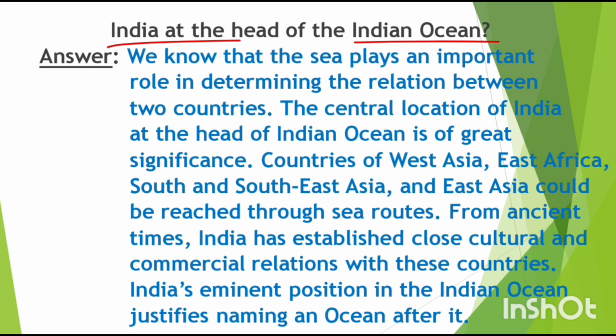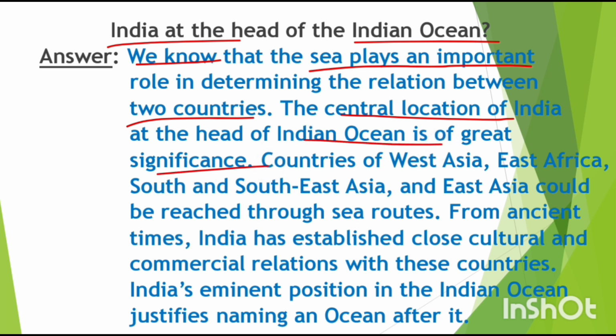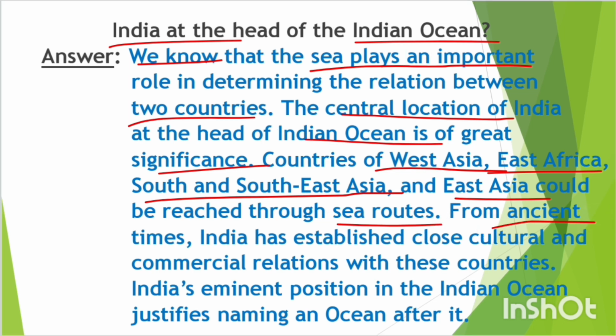Answer. We know that the sea plays an important role in determining the relationship between two countries. The central location of India at the head of the Indian Ocean is of great significance. Countries of West Asia, East Africa, South and Southeast Asia and East Asia could be reached through the sea route. From ancient times, India established close cultural and commercial relations with these countries. India's eminent position in the Indian Ocean justifies naming an ocean after it.